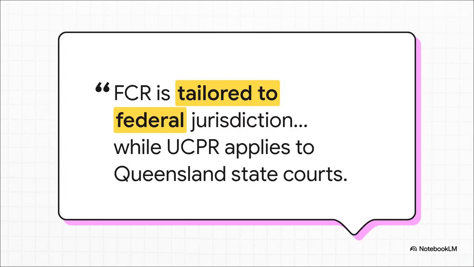And when you step back, there's a simple reason for all of this. These rules aren't just different for the sake of being different, they're tailored. The federal court rules are specifically built for the unique demands of federal jurisdiction, things like the Commonwealth Evidence Act. Meanwhile, the UCPR is designed for Queensland's state courts. It's as simple as that. Different jurisdictions need different rules.